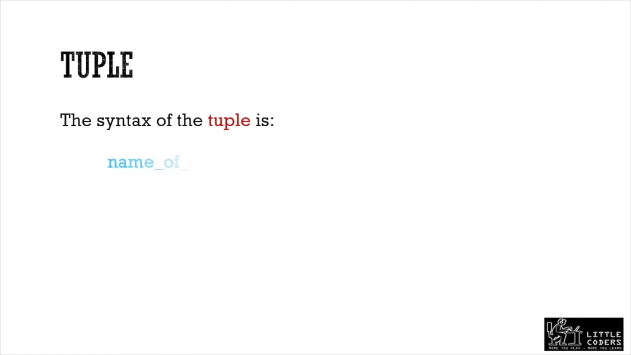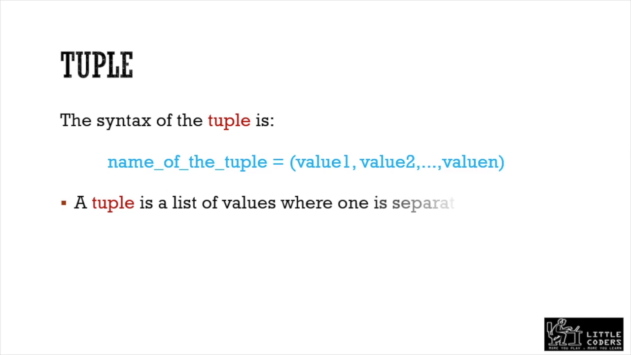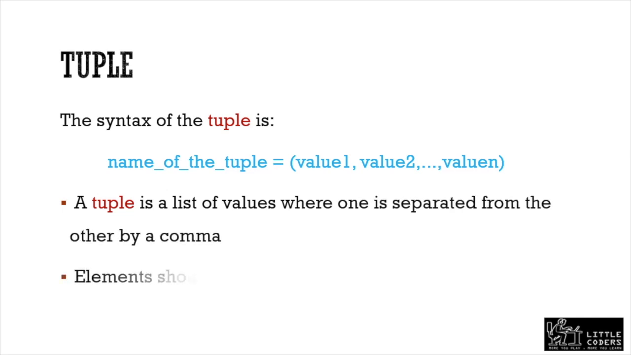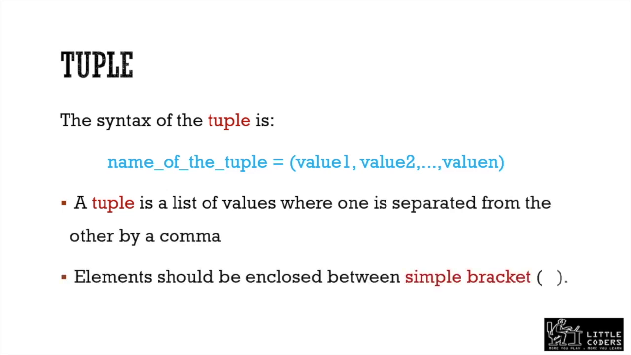Similarly, we have another sequence type which is called a tuple. The difference between a tuple and a list is that the values within a list can be changed, whereas in a tuple we cannot change the value once it has been created. It is only a simple syntax difference.